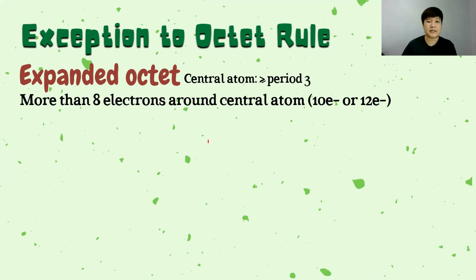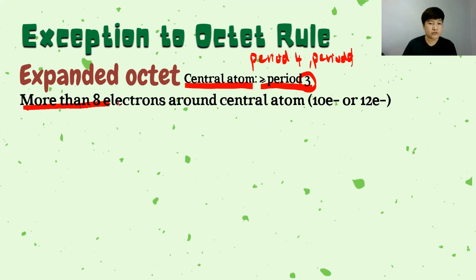We know that expanded octet can happen to atoms as long as they are in period 3 or above. Period 3 and above means period 4, period 5, and so on. But in your syllabus, I think we'll focus more on period 3. More than 8 electrons around the central atom, normally 10 or 12. Let's see the example that I give to you, the example that we are going to discuss today, a very favorite question.